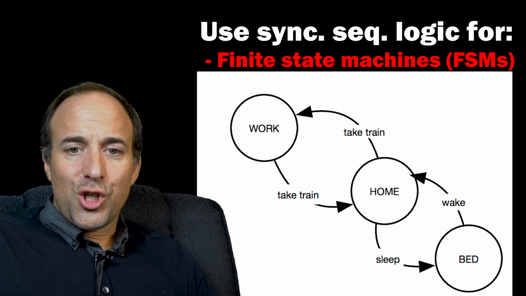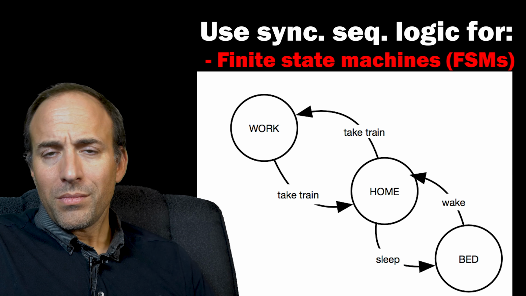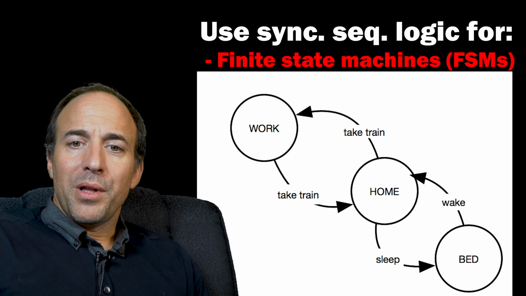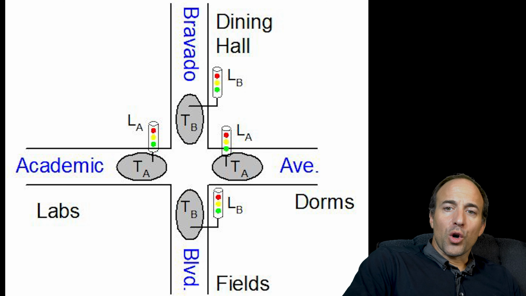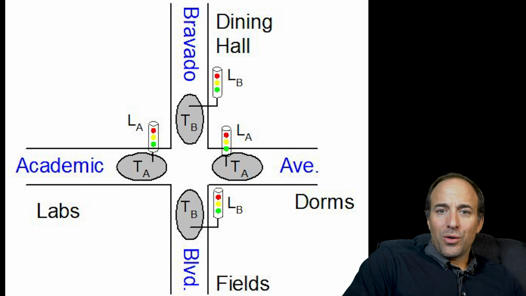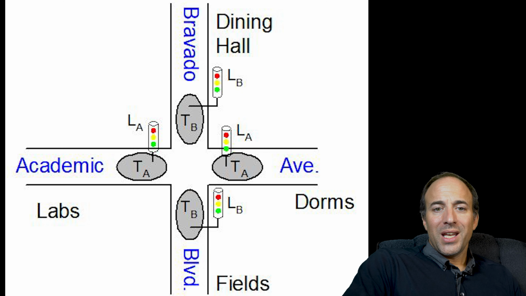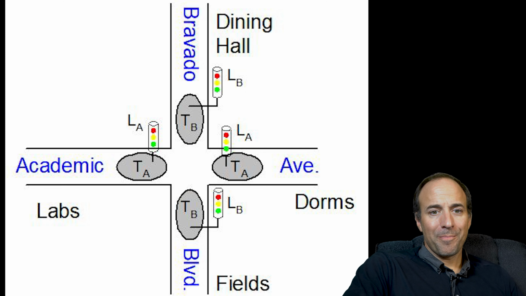A finite state machine has a set of inputs, a set of outputs, much like any logic, but it also has state. For example, assume we want to build a finite state controller for a traffic signal at the intersection of two roads called Academic Avenue and Bravado Boulevard. Of course, this is an example from the textbook. Academic and Bravado were named because they start with A and B, so you can think of that as Road A and Road B.